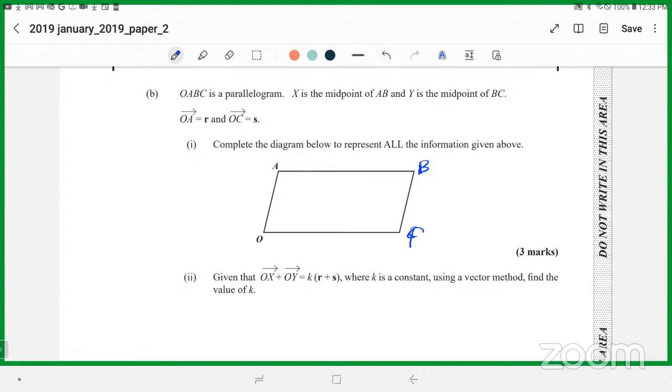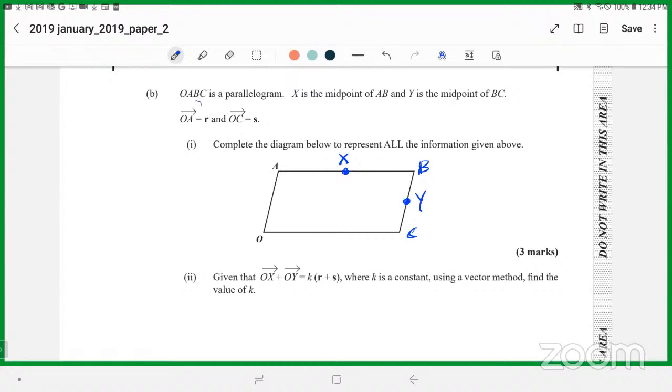If you don't put the B in the right place, you won't know where to put the X. You'll be in problems. So it is expected that you label it the right way. X is the midpoint of AB, so put in X. X cuts this line into two equal halves. And it says Y is the midpoint of BC. So Y is the midpoint of this side. I'm going to put Y right here, so Y cuts that side in half.